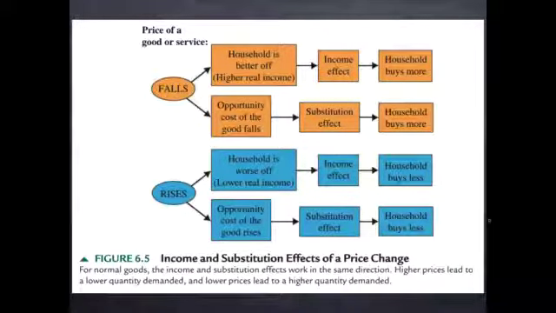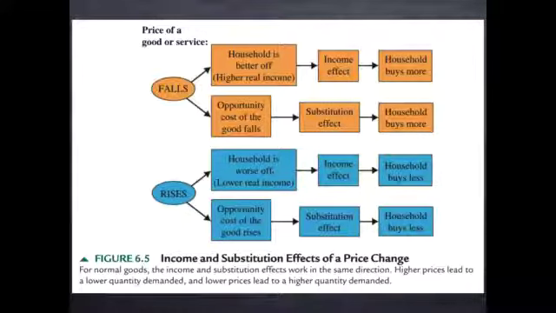So realize that we have the income and substitution effects of a particular price change. When prices fall, the household is better off because they can purchase more items. So their real income, their purchasing power, has increased. That causes an increase in income, which is the income effect, and the household buys more. As the prices fall, the opportunity cost of purchasing that good decreases, so we substitute towards that item and we buy more.